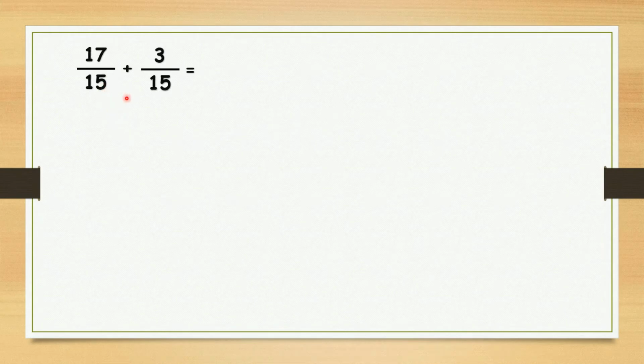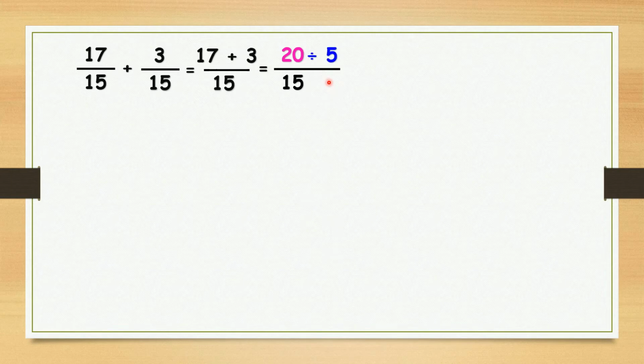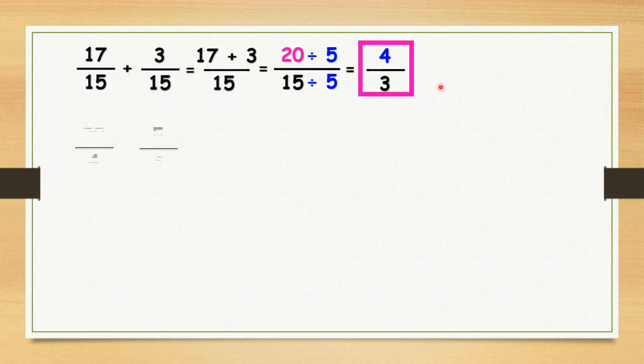17 over 15 plus 3 over 15 equals 17 plus 3 over 15 equals 20 over 15. Now, we notice that 20 and 15 have 5 as a common divisor, so we can simplify this fraction by 5 and get 4 over 3. And this fraction cannot be simplified anymore. We box the final answer.